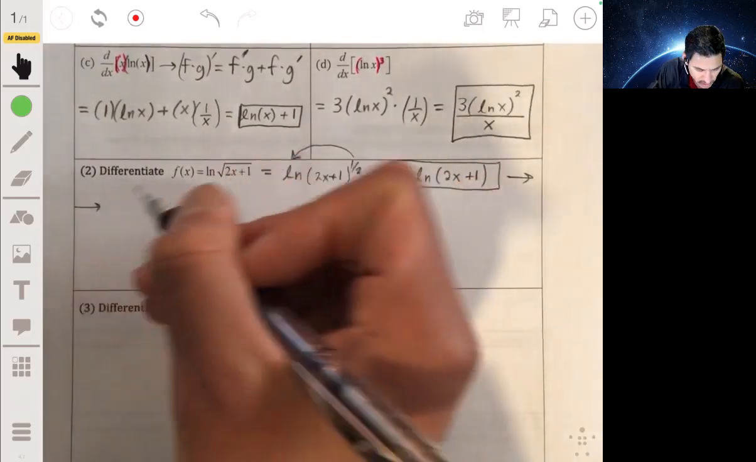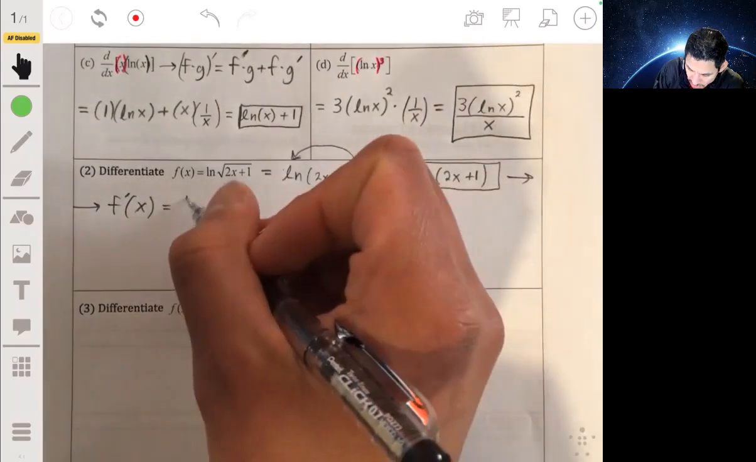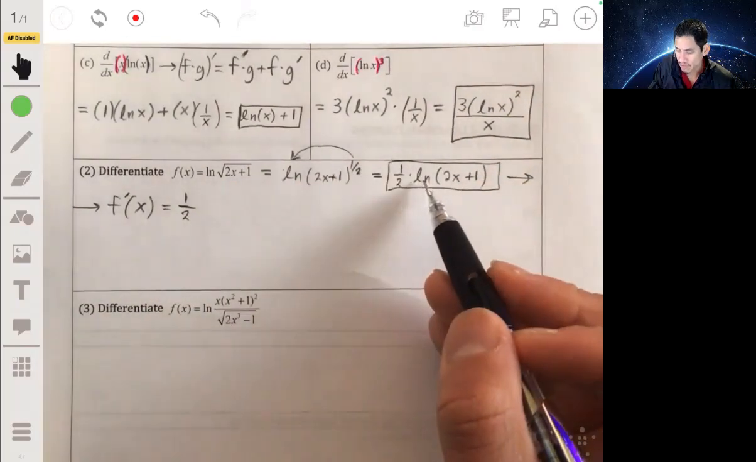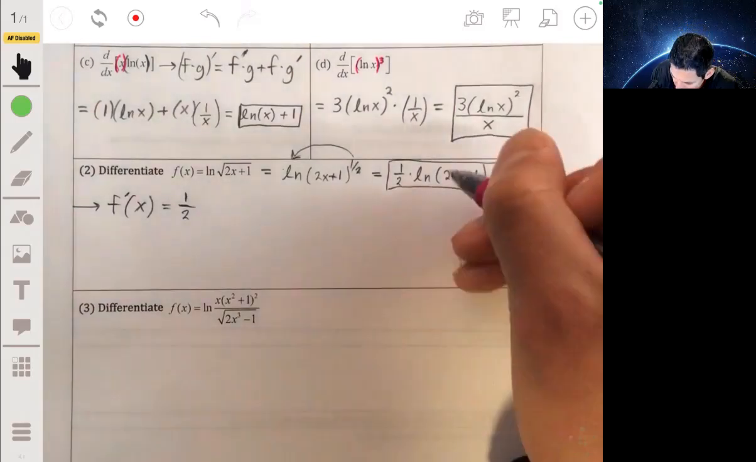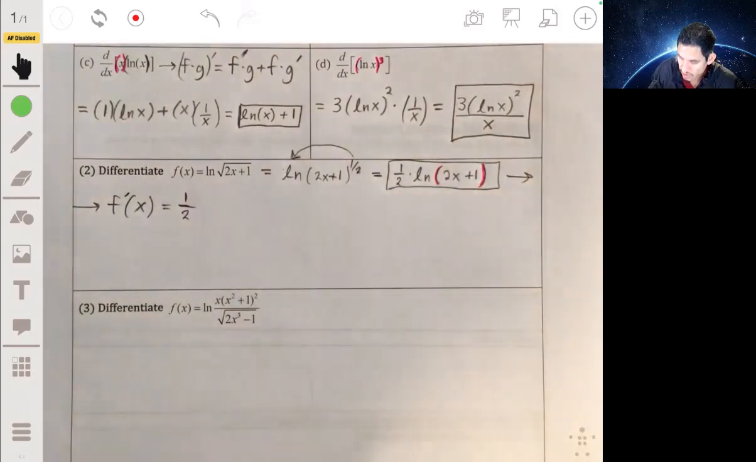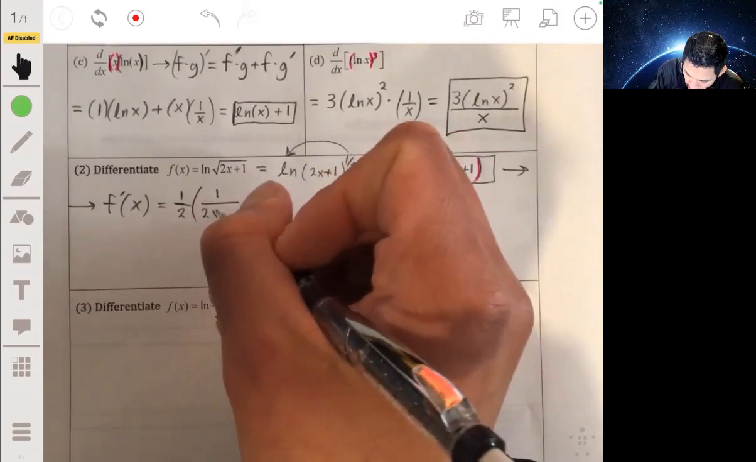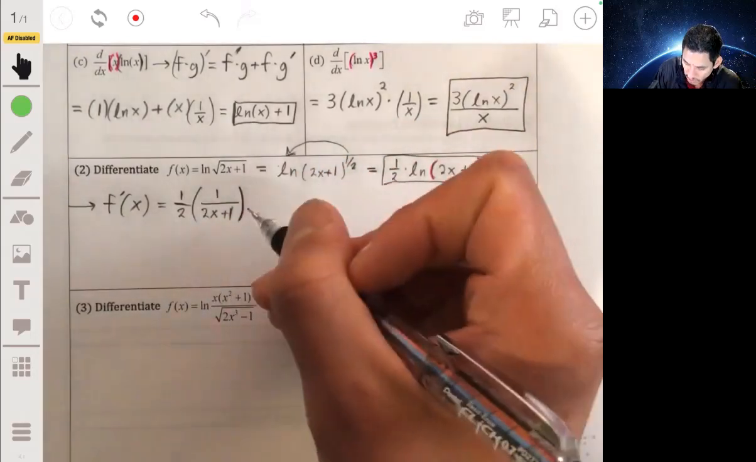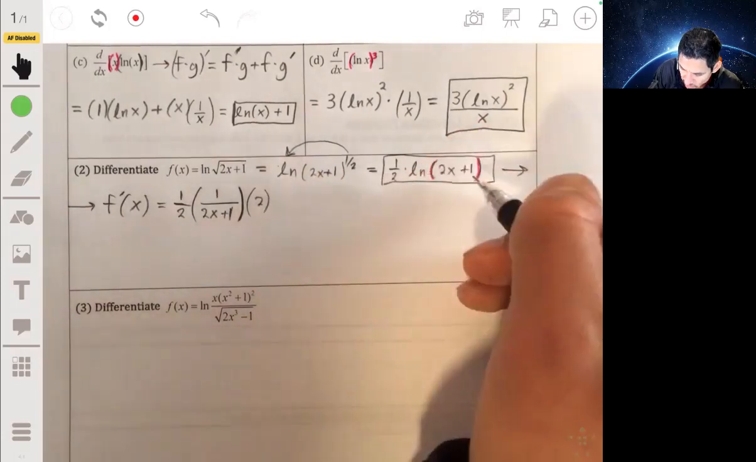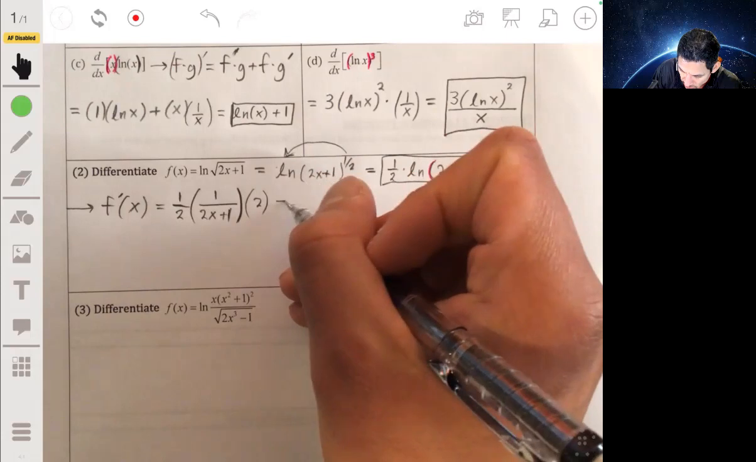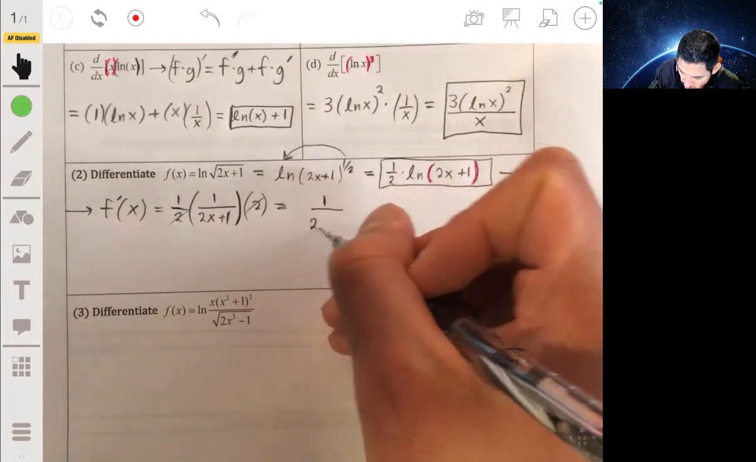So from here, we're going to differentiate. So we'll find f prime of x. Let's keep that 1/2 as a leading coefficient. So 1/2 times the derivative of the natural log of 2x plus 1. So the inside is a 2x plus 1. So let's first just do 1 over 2x plus 1. And then we're going to multiply this by the derivative of 2x plus 1, which is just going to be 2, because the derivative of 2x plus 1 is just 2. And here, these 2's actually cancel, and all you're actually left with is 1 over 2x plus 1.